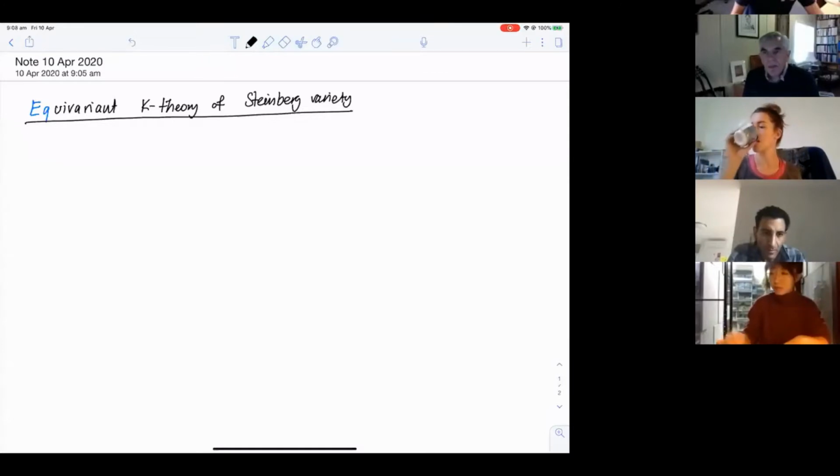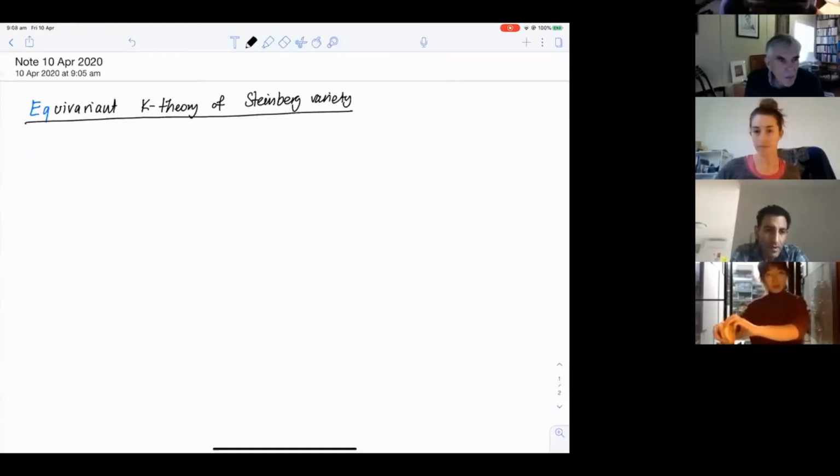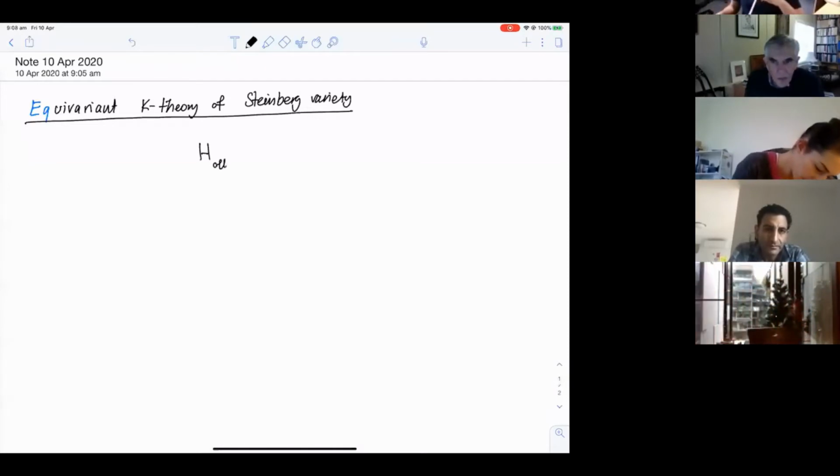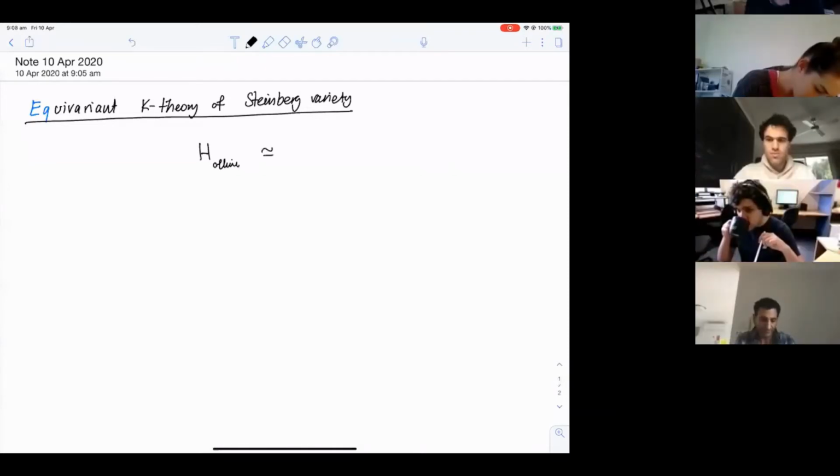Okay, so today is the equivariant K theory of the Steinberg variety. The goal is to prove that the affine Hecke algebra is isomorphic to the G times C star equivariant K theory of the Steinberg variety.